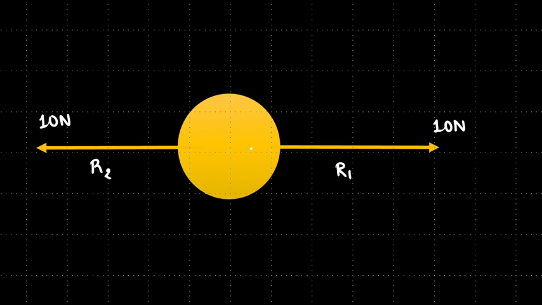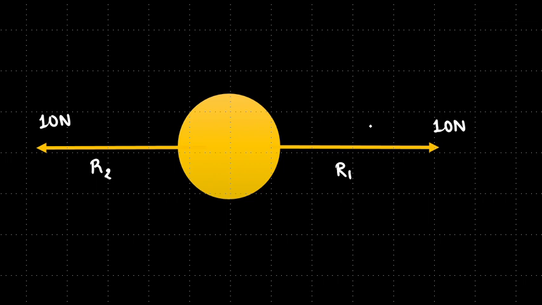Since they are exactly 180 degrees apart, so that the angle between them is 180 degrees, what do you think the net resultant will be? Or if you have to represent the outcome, how can you represent the outcome of this case? Think about it. If you have a ball, you have two ropes, you pull them equally.